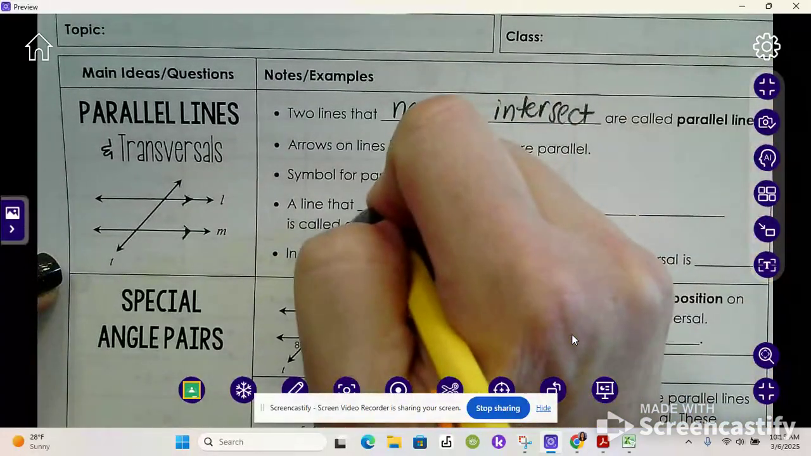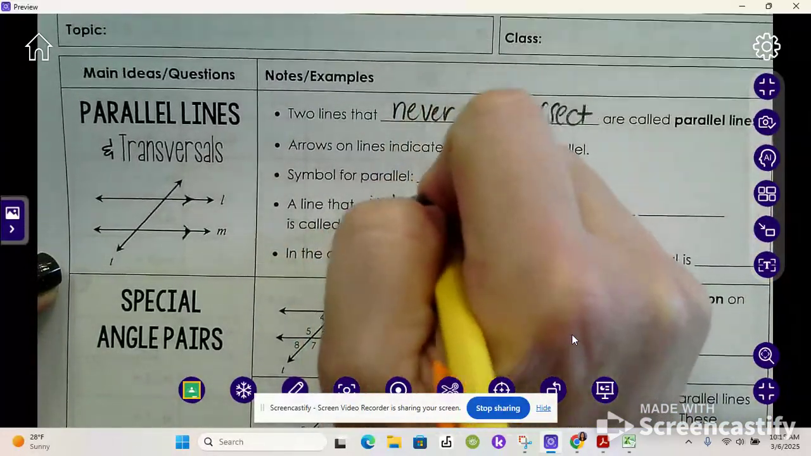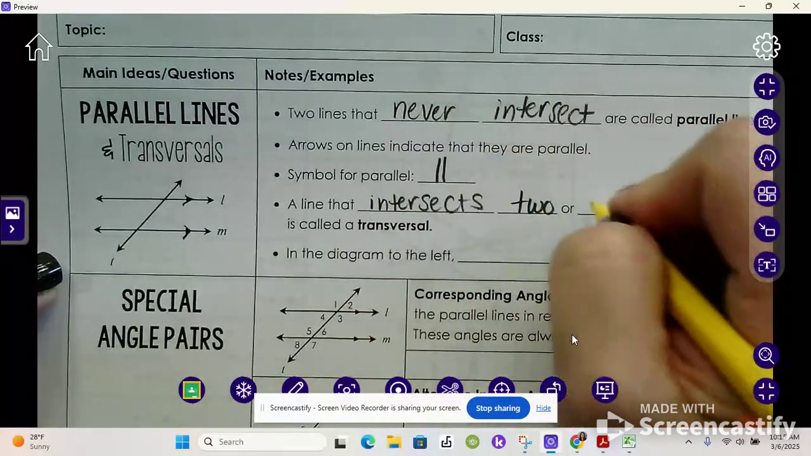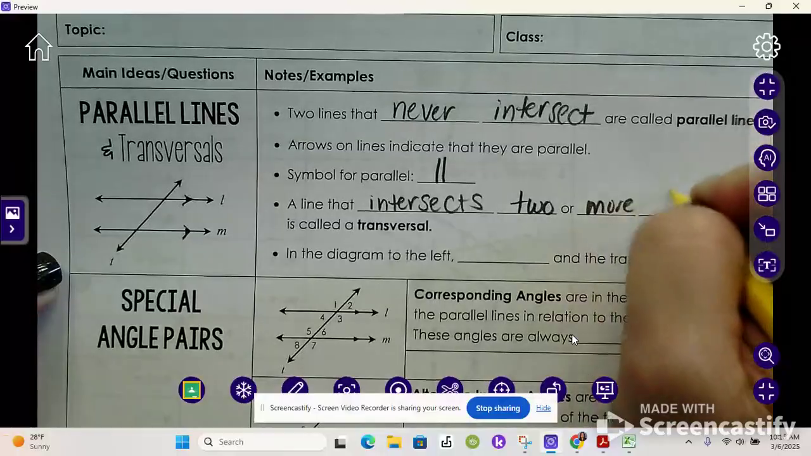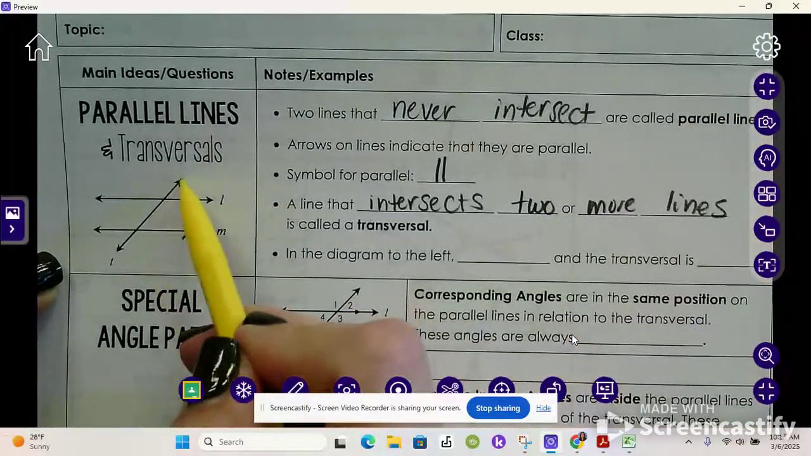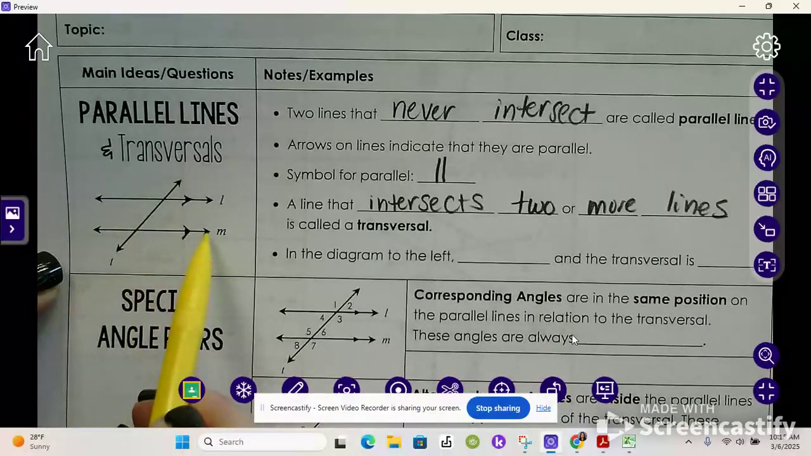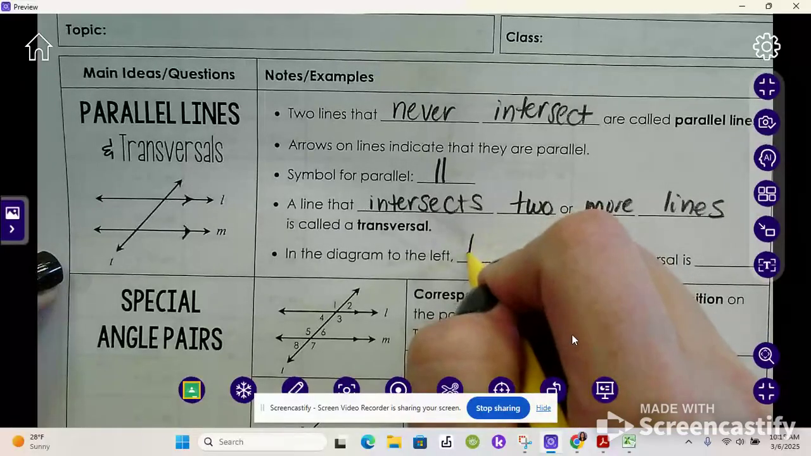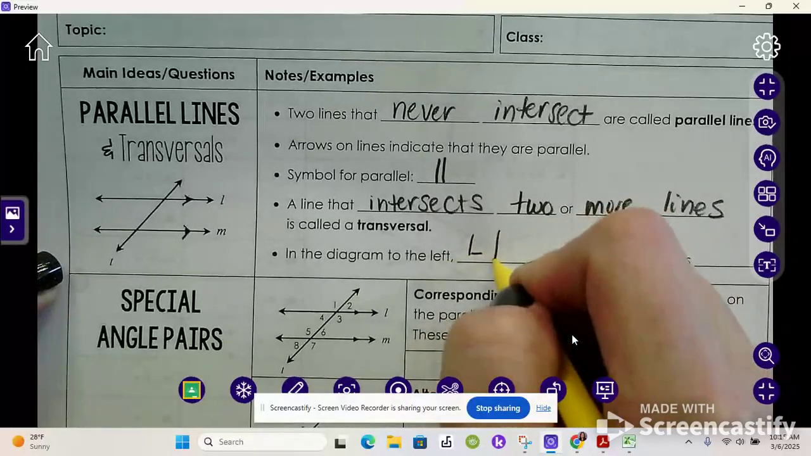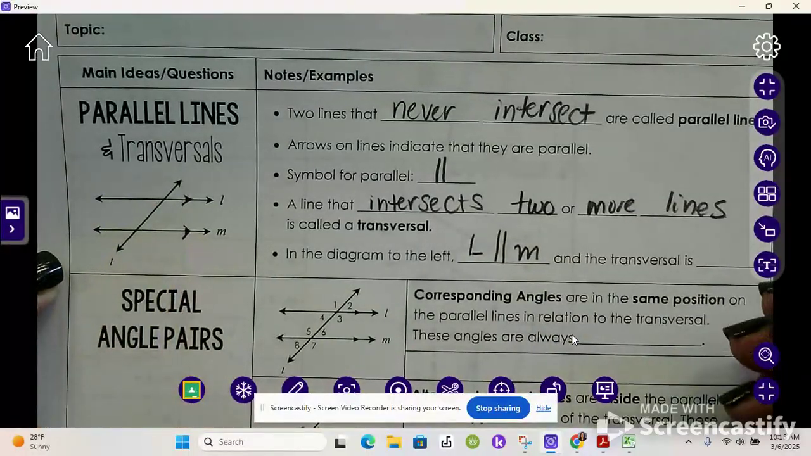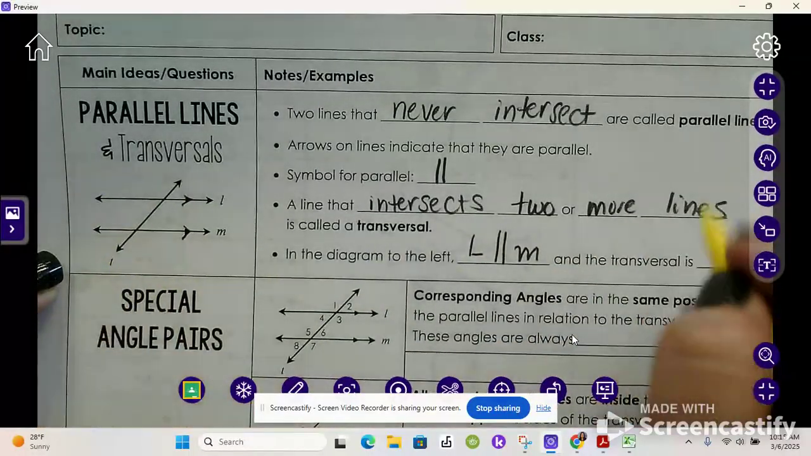A line that intersects or crosses two or more lines is called a transversal line. So in this case, this is the transversal line. It cut the two parallel lines in half. So in the diagram to the left, L is parallel to M, okay, L and M, and the transversal line is T, that's a lowercase t.